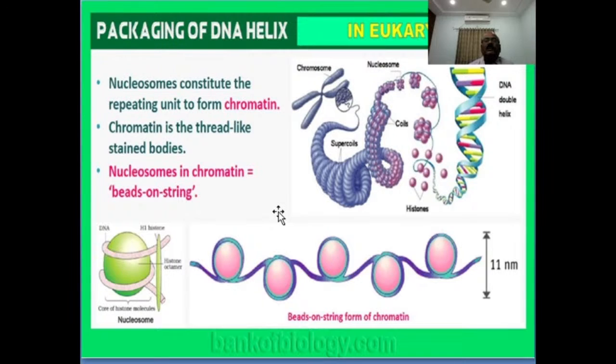Nucleosomes constitute the repeating unit to form chromatin. Chromatin is the thread-like stained bodies. Nucleosome in chromatin is beads on string. So this is one nucleosome, this is nucleosome, this is nucleosome, this is nucleosome. Nucleosomes constitute the repeating unit to form chromatin. So it is a twisted structure.